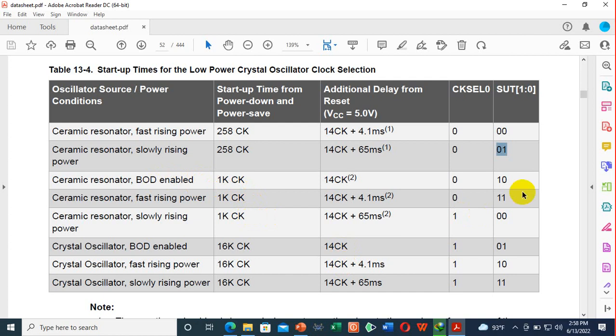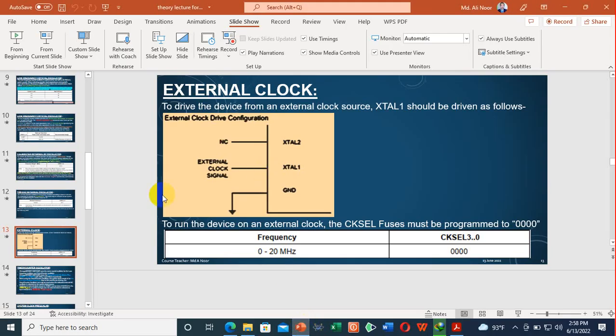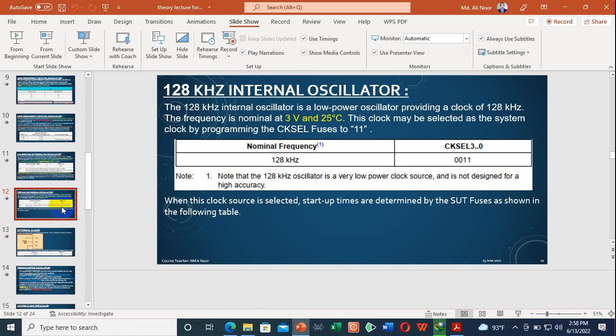So these are the different bit combinations for different oscillators, and these are the delays they give you. Depending on your requirement, you select that particular bit combination. The table is not provided in your PowerPoint slide. It is in the data sheet. The table is given in the data sheet.